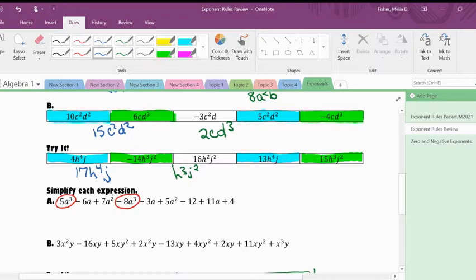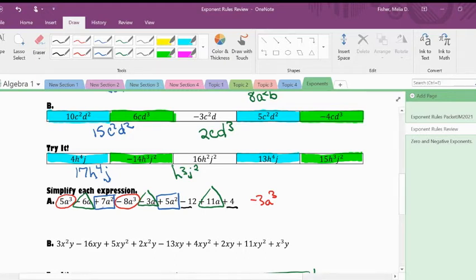You can look at my a squareds, 7a squared, and my 5a squared. We'll look at our a's. We have -6a, -3a, and a +11a. And then we have our constants, -12 and 4. We're going to go ahead and write these with the highest exponent coming first. So our 5a cubed and our negative 8a cubed go together to make a negative 3a cubed.